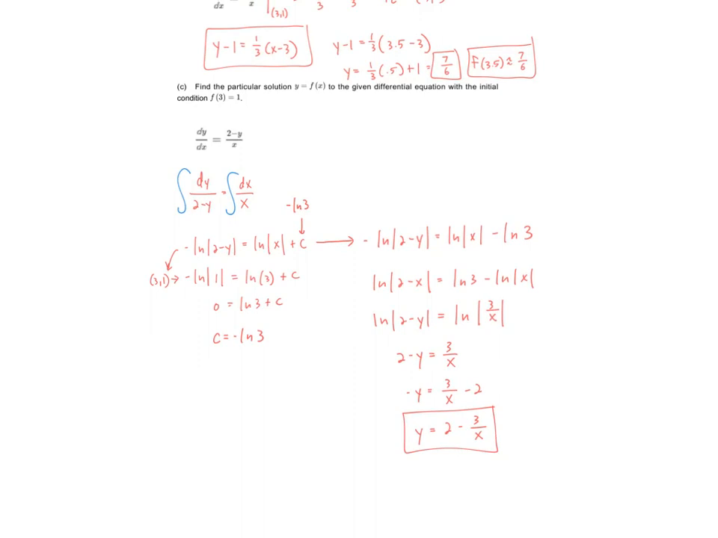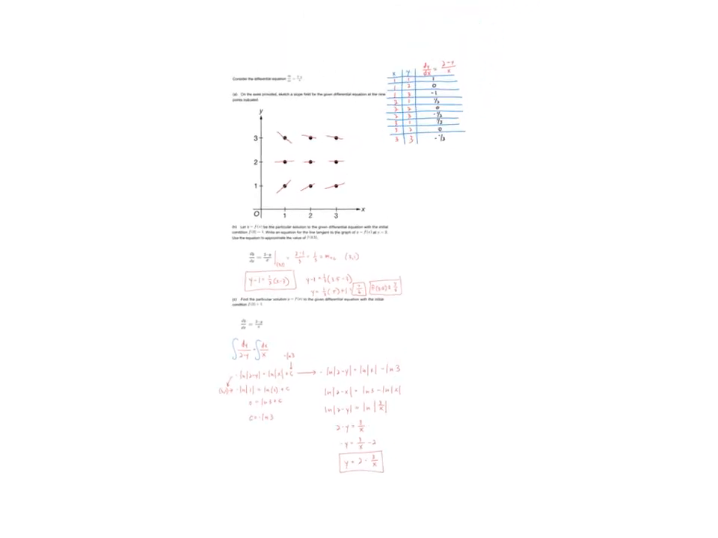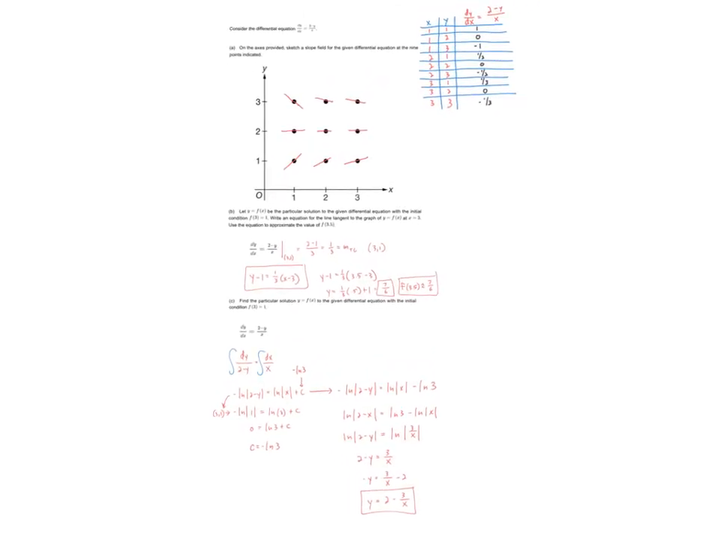Just so you know, if you took this 2 minus 3 over x, and you plugged it in for that y on the left-hand side, which means taking the derivative of this, and then you plugged it in for this y over here, then both sides would be equal. And that's what that particular solution is. Okay, so that's everything.